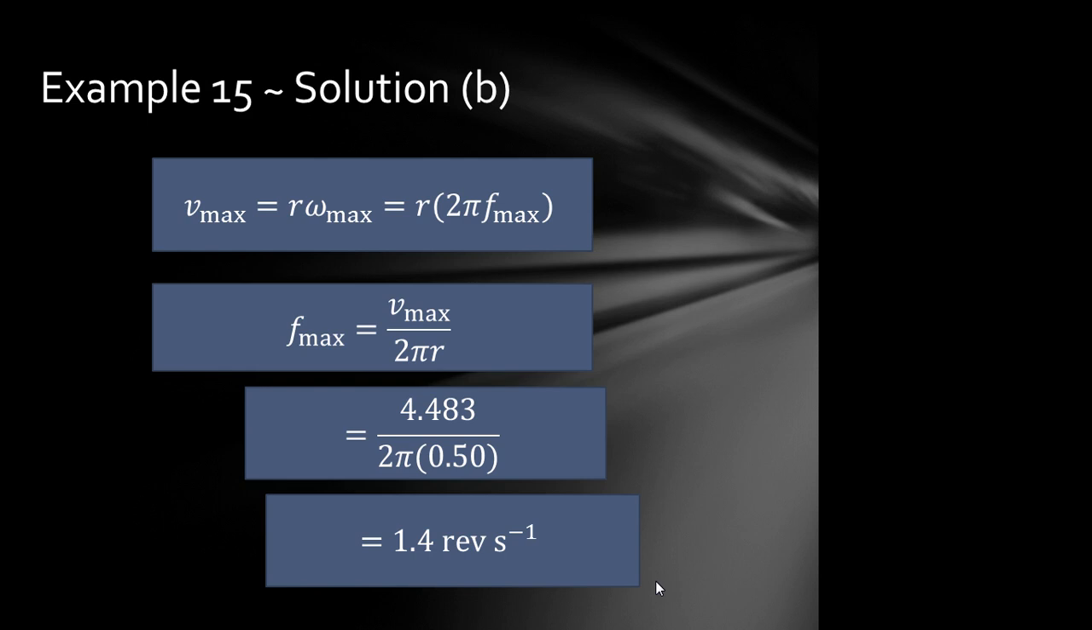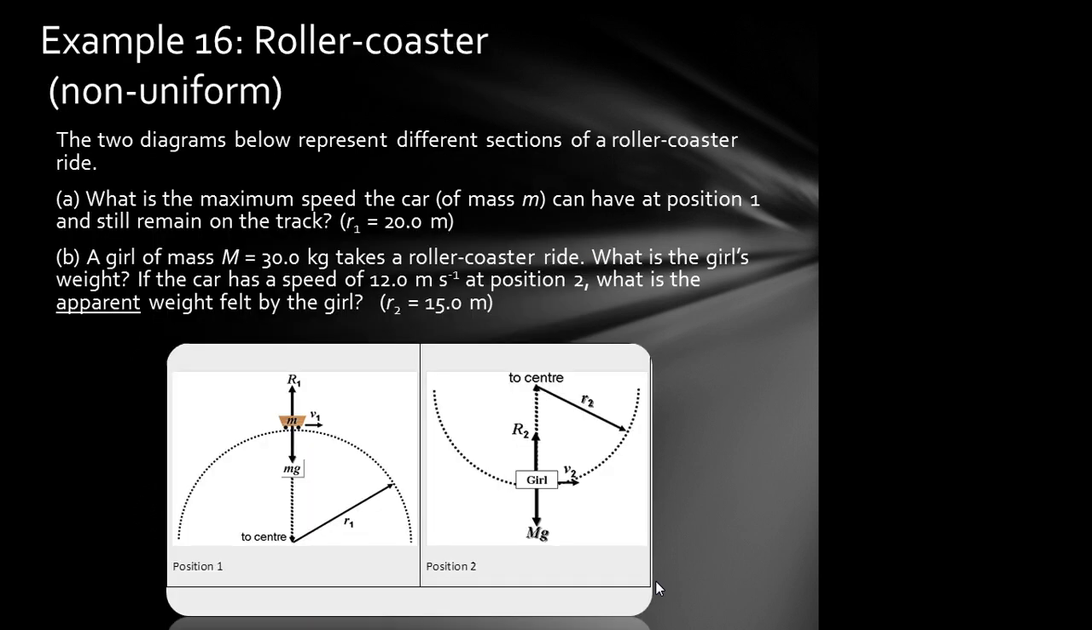Example 16 is a difficult one because now we're going to relax the requirement that the speed is constant. These two diagrams show two different sections of a roller coaster. In one section, the cart is above the track, like on top of the hump.